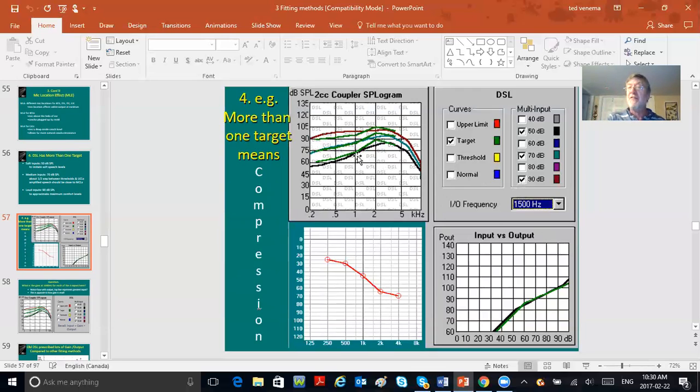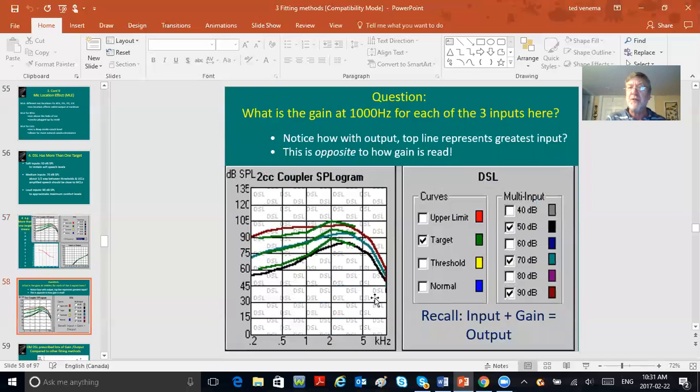So look at how my gain changed. 25 dB of gain for 50 dB inputs, 15 dB of gain for 70 dB inputs, 5 dB of gain for 90 dB inputs. So that's showing compression. Compression is taking place here. Three different targets for one loss. Why? Because compression gives different gain at different inputs.